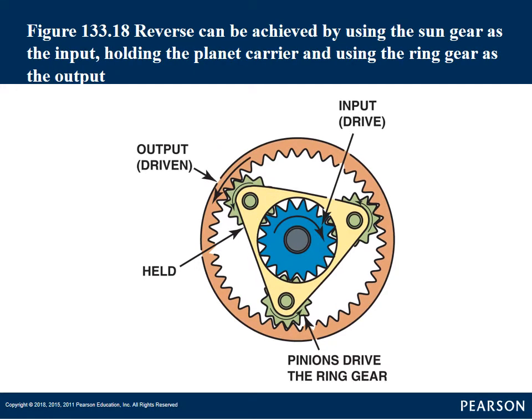And here's how we're getting reverse. The sun gear is our input, our drive gear. Our carrier is being held, and we're driving the ring gear. This forces the ring gear in the opposite direction that it normally would go, and that gives us our reverse. It is actually the reverse direction of what our sun gear is turning.